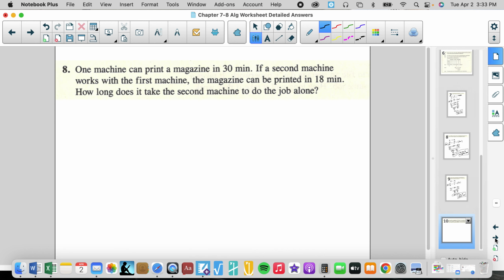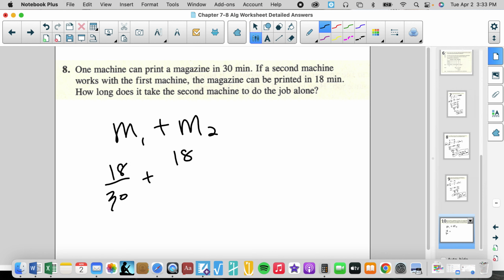22.5. One machine can print a magazine in 30 minutes. If a second machine works with the first machine, the magazine can be printed in 18 minutes. How long does it take the second machine? So machine 1, machine 2. Machine 1 can print in 30 minutes individually, 18 together. Don't know how much machine 2 takes.